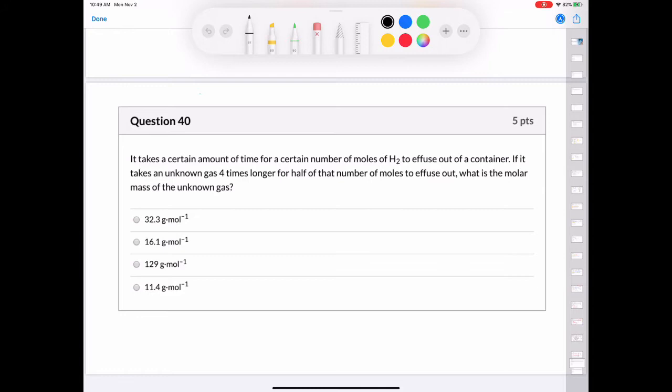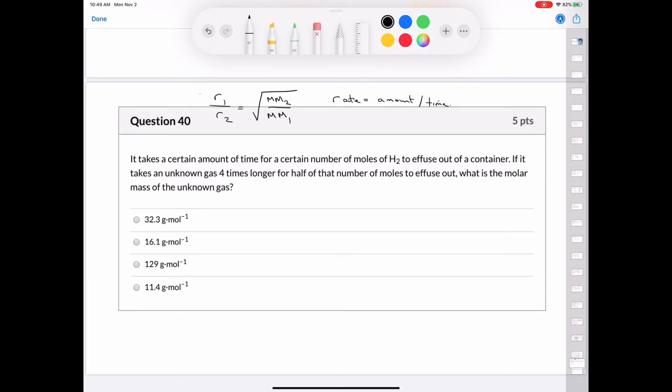And so we're going to use Graham's law of effusion, which is the rate of the first gas over the rate of the second gas, is going to be equal to the square root of the molar mass of the second gas, which will be our unknown gas, divided by the molar mass of the first gas, and we'll call that hydrogen. Remember that rate is equal to the amount, or the number of moles, so the amount per unit time.